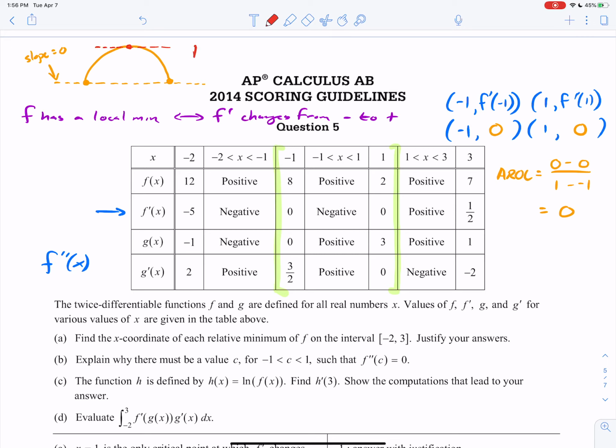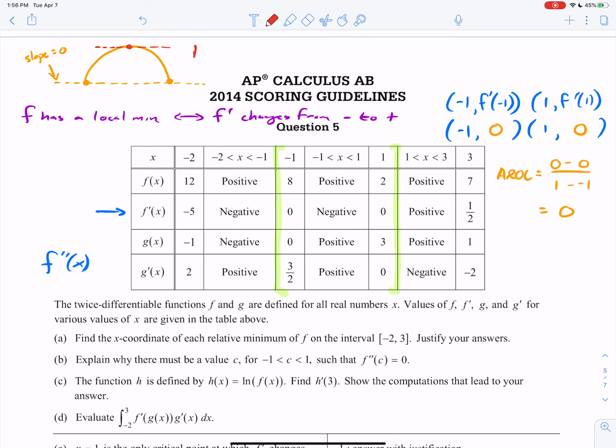Here's part C. The function h is the natural log of f of x. Find h prime of 3. So they introduce a new function h of x. We have to find h prime of 3, but before we do that, we need to find h prime of x. How do you take the derivative when there is a function inside of another function? f of x is inside of your natural log function, so we have to apply the chain rule.